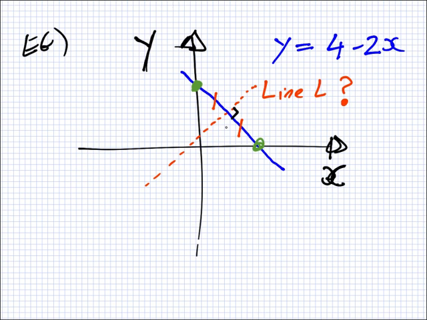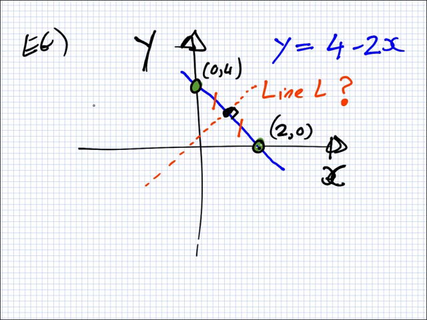So, first things first, let's get these two green points. It'll help us. How do I find this point? I make y equals 0. If I make y equals 0 and solve, what do I get for x? 2. So this is the point (2, 0). And we know what this is directly. You make x equals 0. So what do we get here? (0, 4).